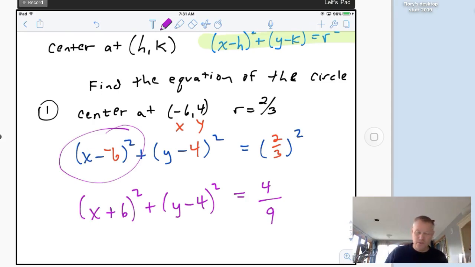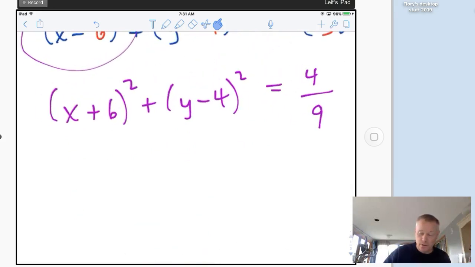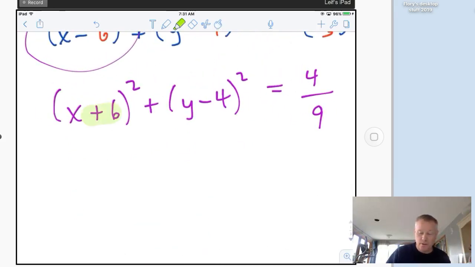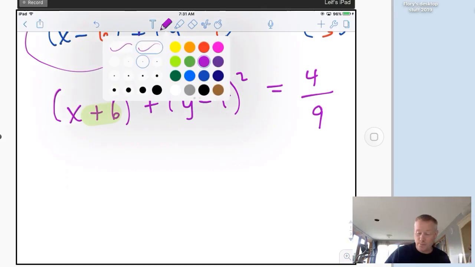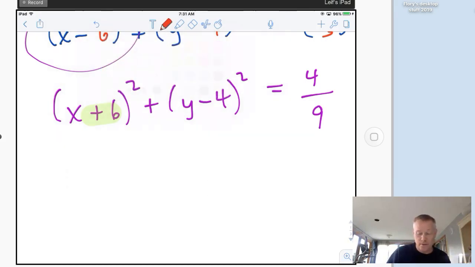So if I was to give you the equation and ask you for the center of the circle, you'd look at these two things right here, and you'd say, geez, the x coordinate is going to be negative because that's a plus. These are opposite signs of what you see here. And since this one's minus 4, it would be positive 4. So you could pull the point out of the equation too.